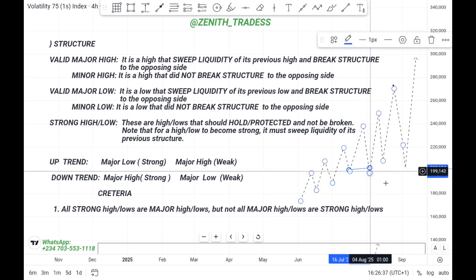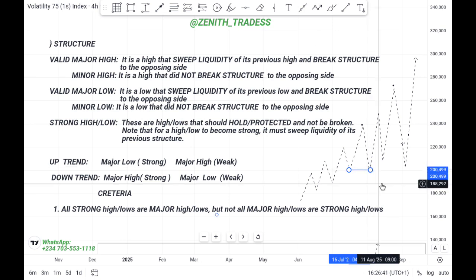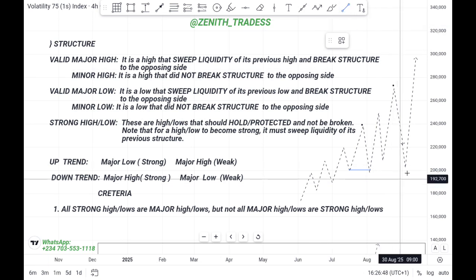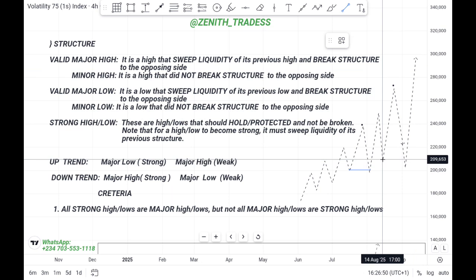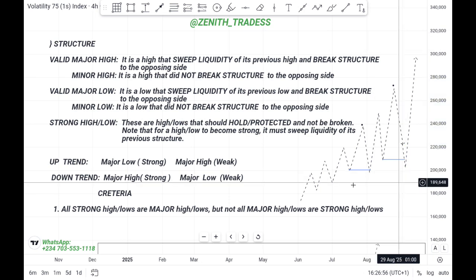Now it means in this regard it is a sweep, right? They sweep liquidity of the previous high, then they sweep liquidity of the opposing structure as well before moving further. That makes them a strong, a major high. The other highs are minor highs because they are not able to sweep liquidity of the opposing structure.